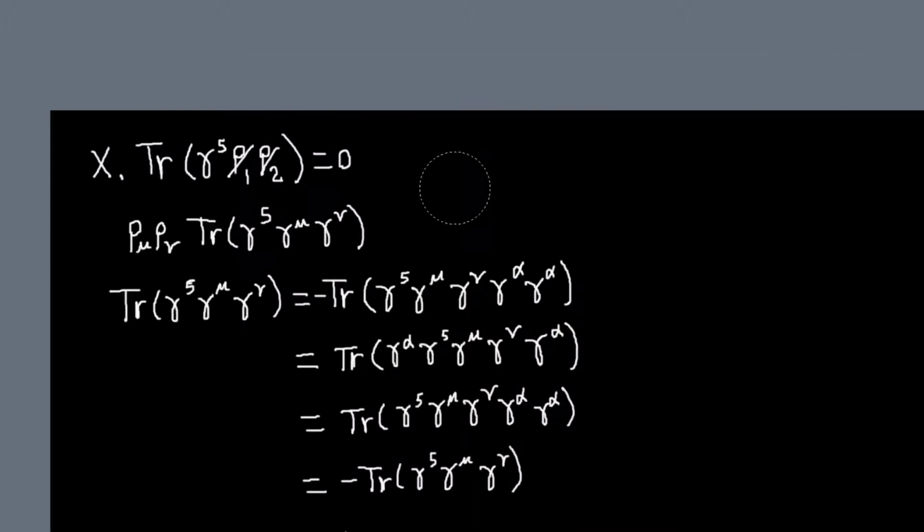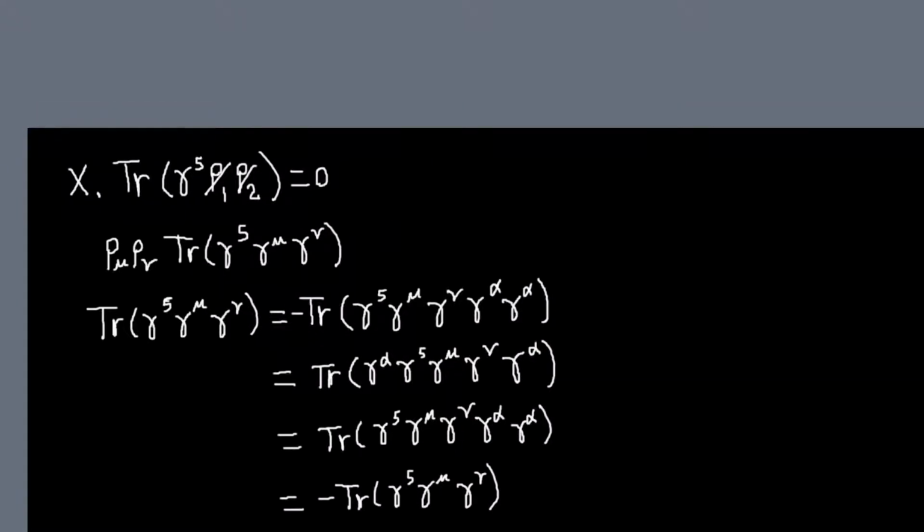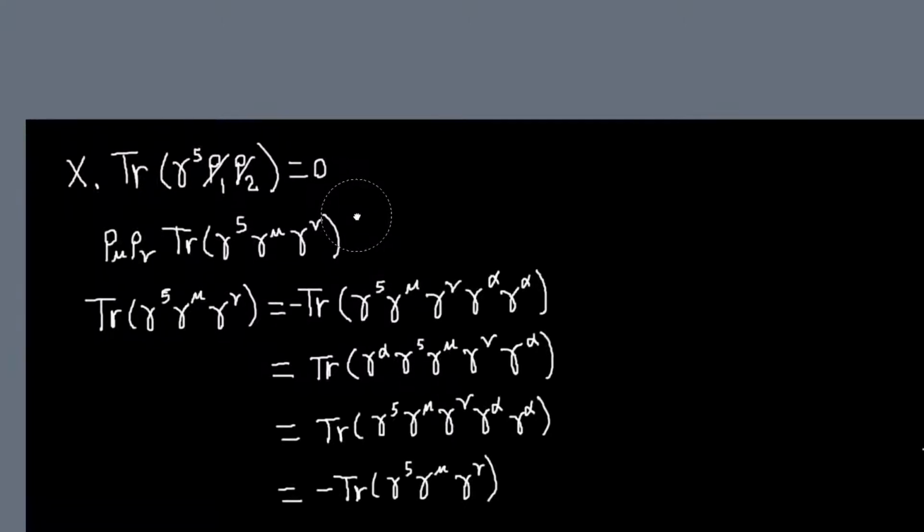Okay, so now we're on the 10th identity here. We want to prove that the trace of gamma 5 times p1 slash p2 slash is 0. Again, we can pull out the momentum terms. We just have this trace here, gamma 5 times gamma mu gamma nu, and of course that's all we have to look at. If it's going to be 0, it's going to be because the trace of this thing is 0.